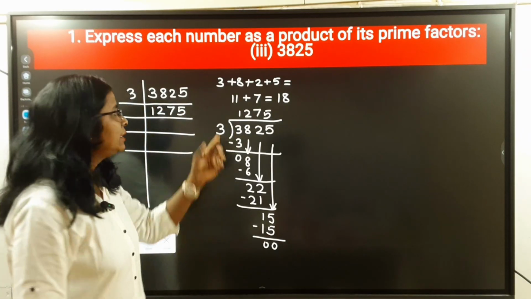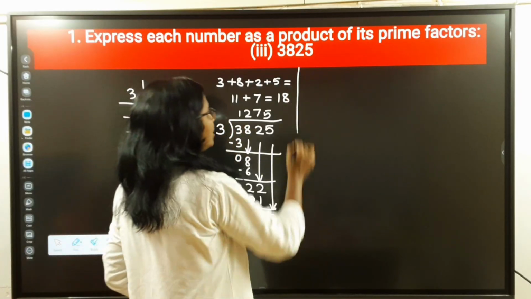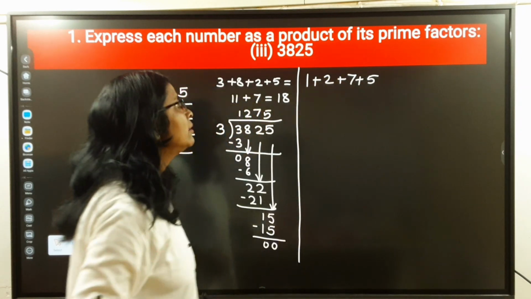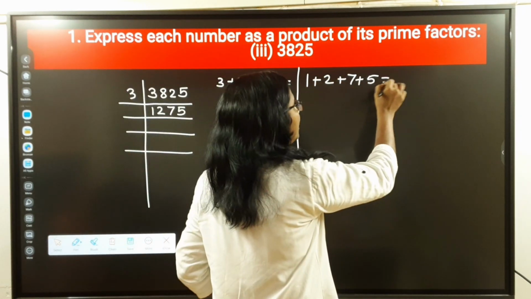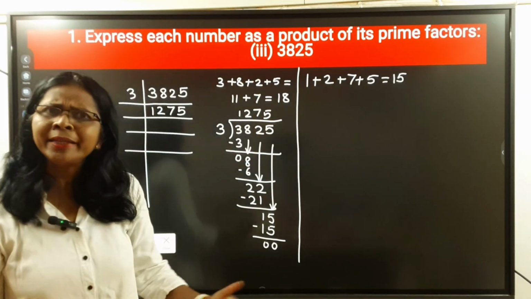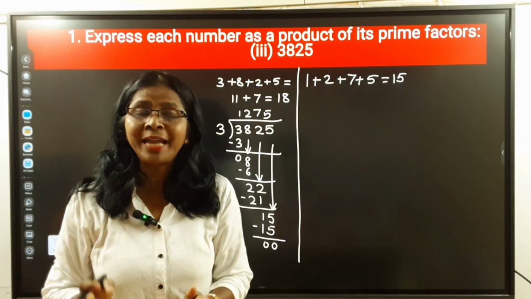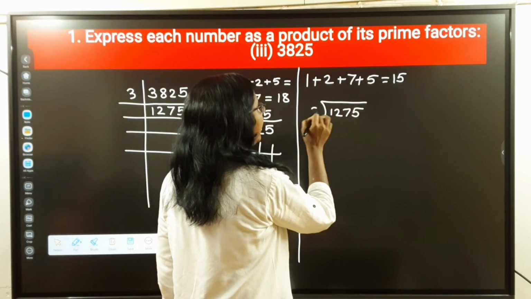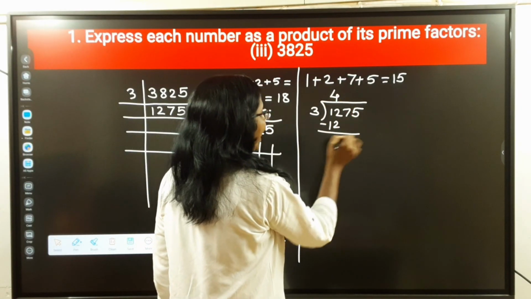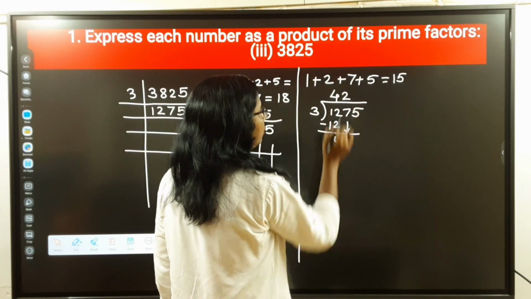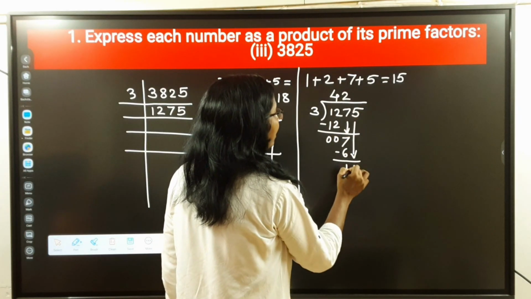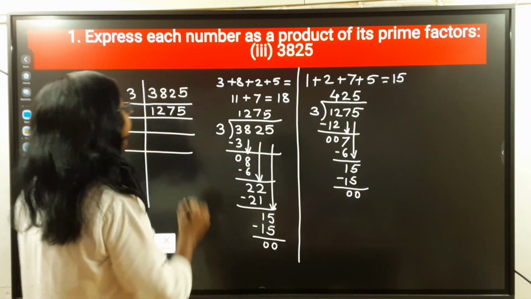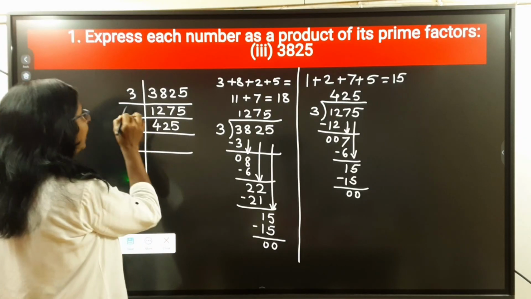Now here 1275. The addition of these digits is 3, 7, 10, 15, which is equal to 15, and 15 is divisible by 3. So that means this 1275 is divisible by 3. I divide 1275 by 3. 3 fours are 12, then 0, 0, then 7, 3 twos are 6, then 1, and then 5, so 3 fives are 15. So here we have 425. I write 425 here and here 3.